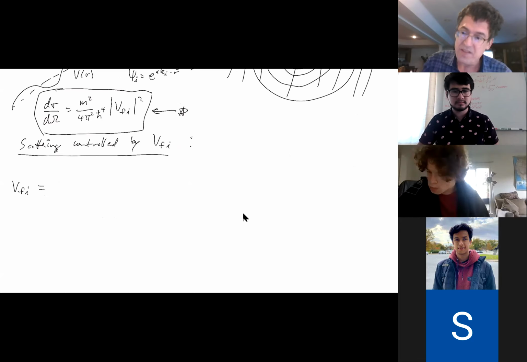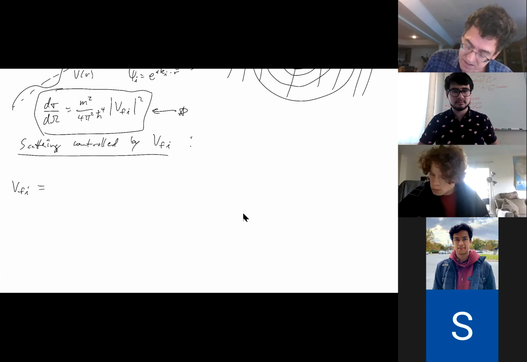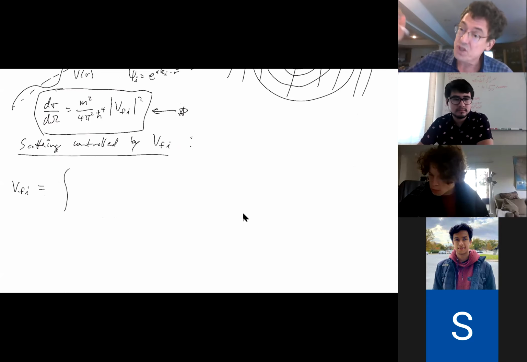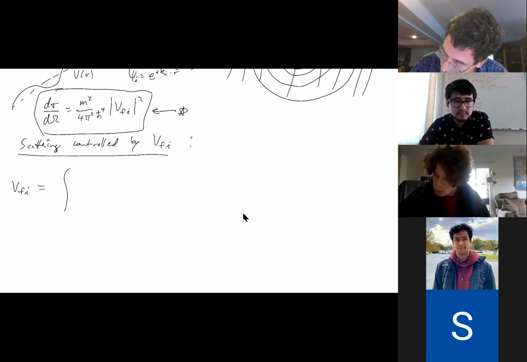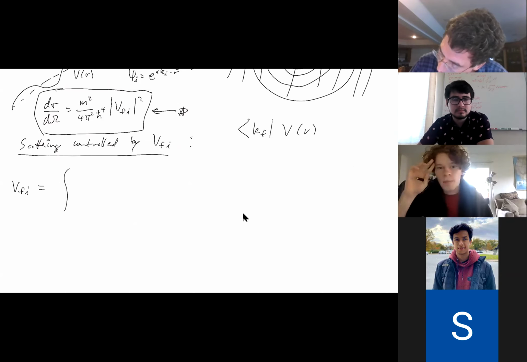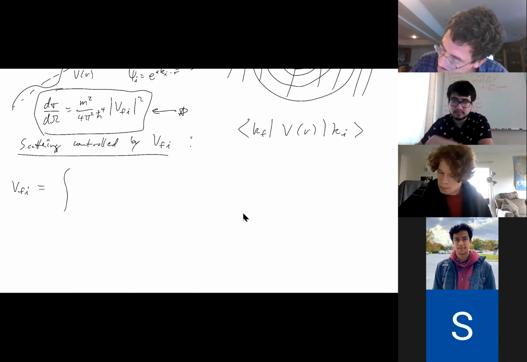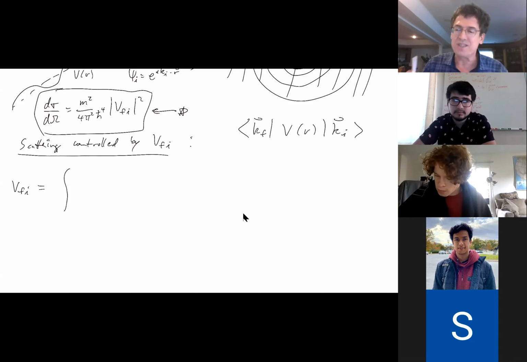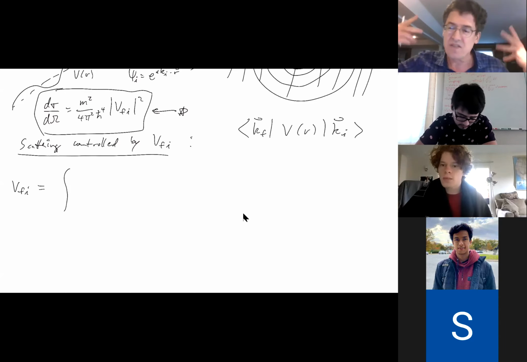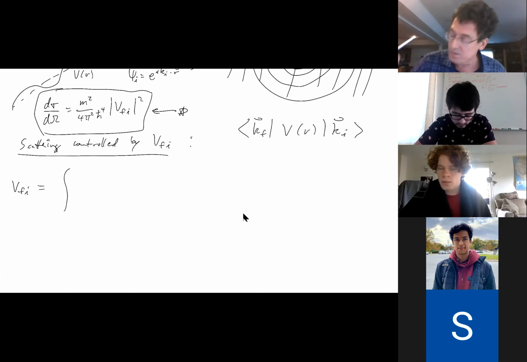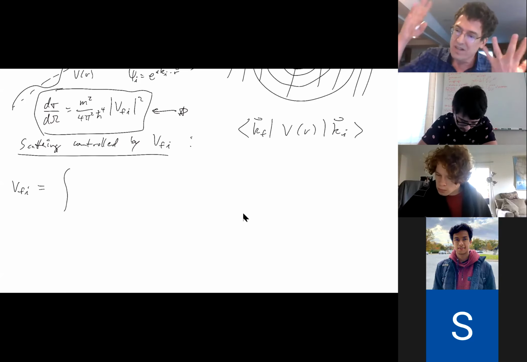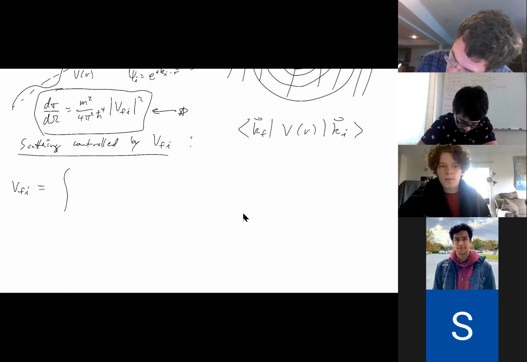The matrix element that connects the initial and final states in the Born approximation is this. I have an integral over space of K final, V of R, K initial. And I'm not going to do that stupid tilde anymore. Let's just understand that the size of the universe is 1 for the Born approximation. Nobody does tilde.